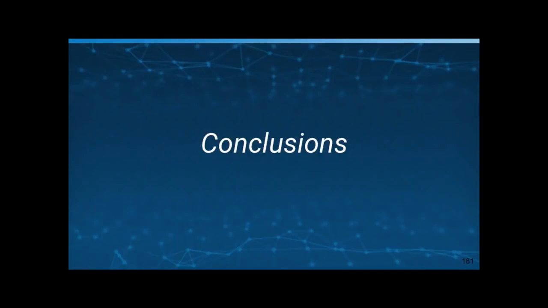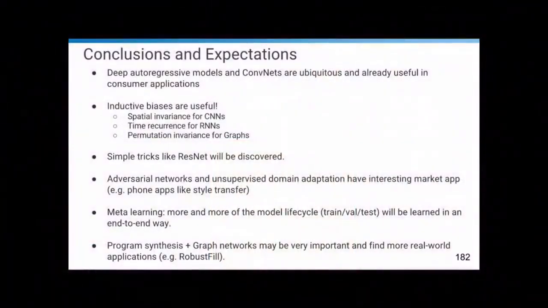Now I'll just go over some brief conclusions and thoughts about the future. One thing that we saw is that deep autoregressive models and convolutional nets are now ubiquitous in production, and they're already useful in a lot of consumer applications. So anything with images like image search, or with autoregressive models, machine translation, text-to-speech. I mean, these are all in products.